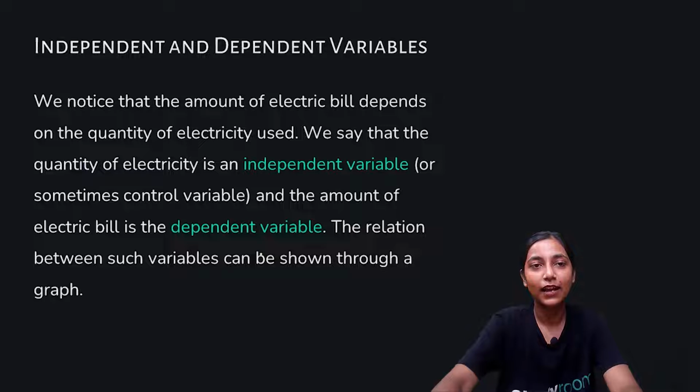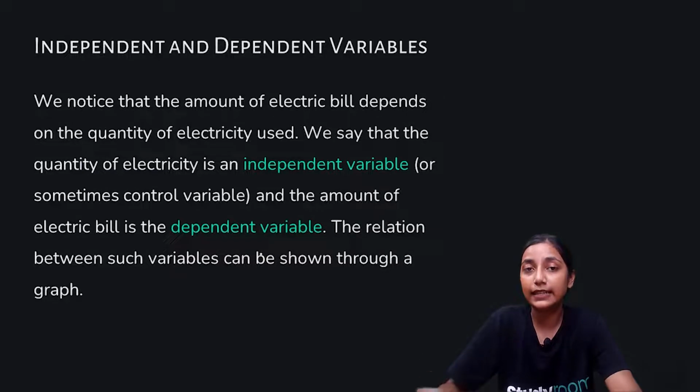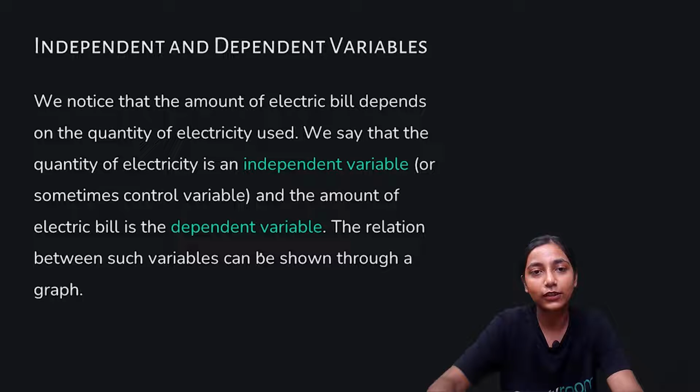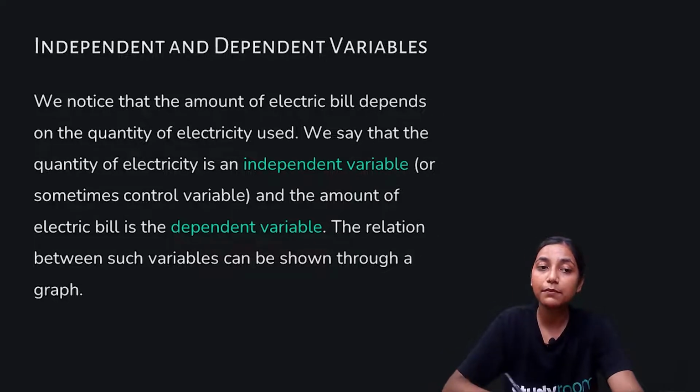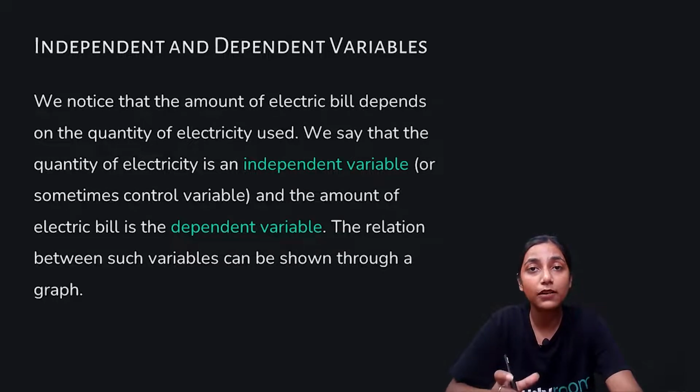Let's begin. Now let's learn what are independent and dependent variables. We notice that the amount of electric bill depends on the quantity of electricity used. We say that the quantity of electricity is an independent variable, or sometimes control variable, and the amount of electric bill is the dependent variable. Why is that so? Why is electric bill the dependent variable? Because how much the electric bill will be depends on how much electricity is used. So electric bill is the dependent variable, while the quantity of electricity used is the independent variable, because this is not depending on electric bill.